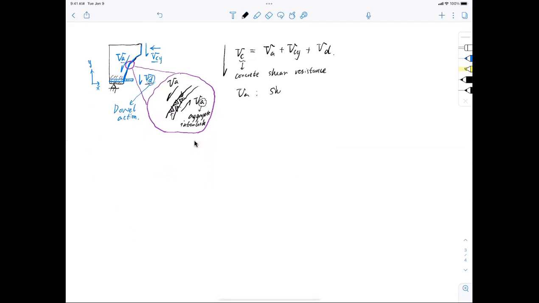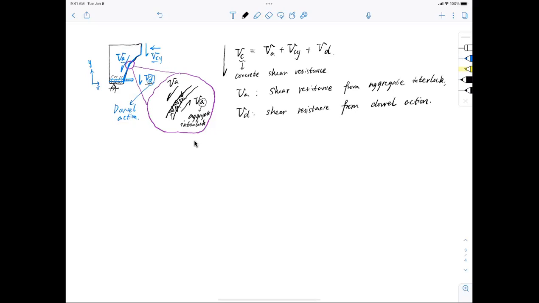And if you're smart, and I think you are, you realize that this is just going to be a short answer problem on exam number 2. So this is shear from aggregate interlock. All right, now VD will be the shear resistance from dowel action.